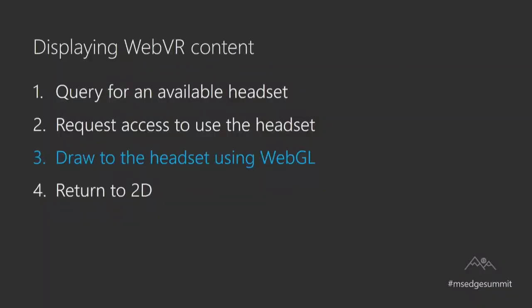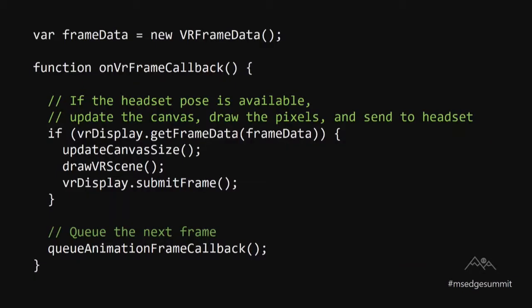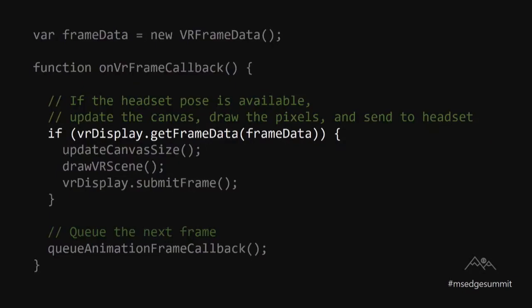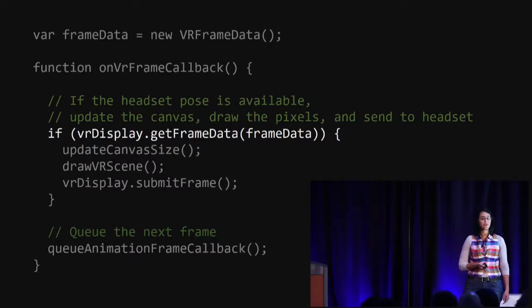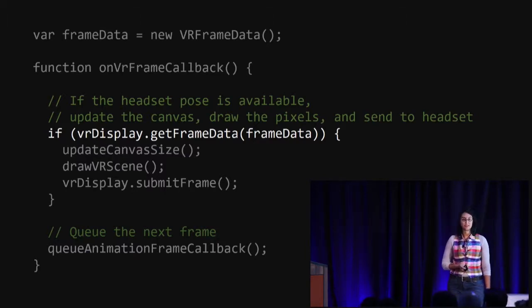Okay, so we've gotten permission to draw to the headset. Let's look at how we actually do that. The first thing that we're going to need to do is to call the getFrameData API. We'll pass in this VR frame data object that will then get populated with the pose as we mentioned before. It'll also have the matrices used for rendering, which we'll look at in a moment. This function can return false under several circumstances, so it is important to make sure you check the return value. For example, if you call it before request present actually completes successfully, it's not going to work, and you shouldn't use this data to render a frame.